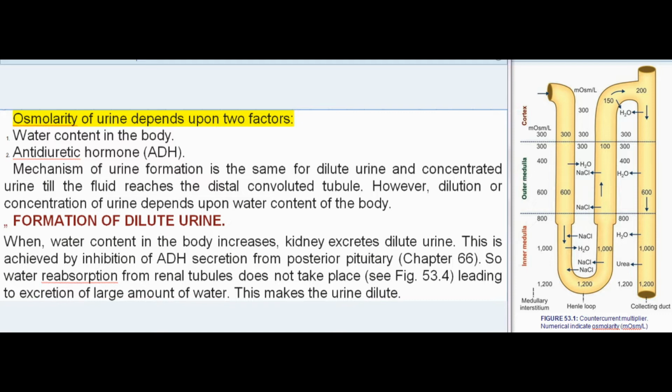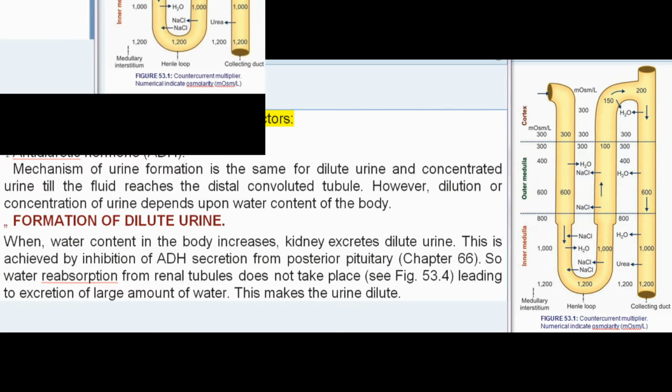Formation of dilute urine. When water content in the body increases, the kidney excretes dilute urine. This is achieved by inhibition of ADH secretion from the posterior pituitary, chapter 66. So water reabsorption from renal tubules does not take place, see Fig 53.4, leading to excretion of a large amount of water. This makes the urine dilute.